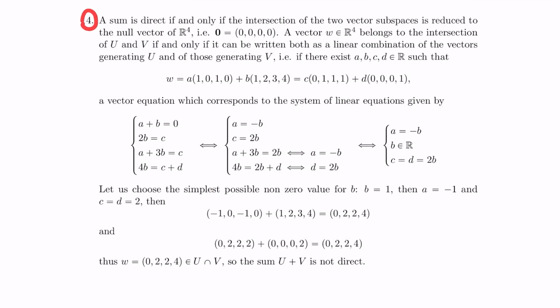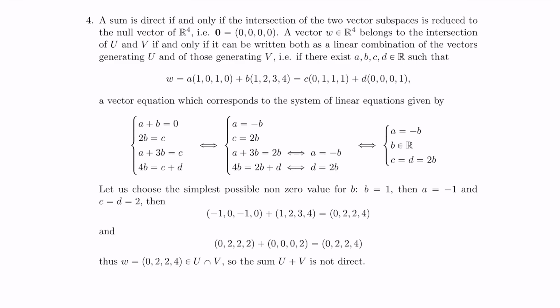Here's the solution. A sum is direct if and only if the intersection of two vector subspaces is reduced to the null vector. In this case, we are considering R4, and so the null vector is written like this. Remember that U is the span of these two vectors here, and V is the span of these two vectors here, which means that every element belonging to U can be written as a linear combination of these two vectors, and every element in V can be written as a linear combination of these two vectors.